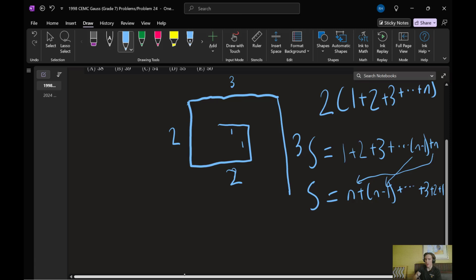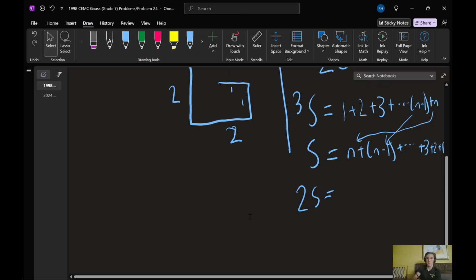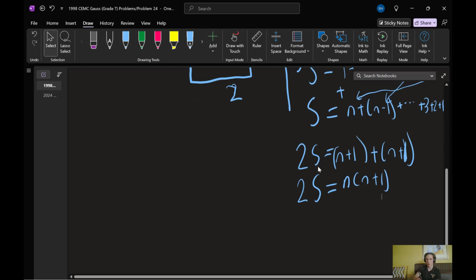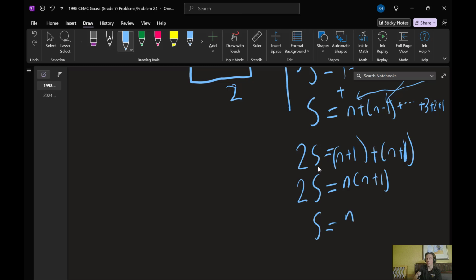And so basically what we can see from that is if we add both of these together, we'll get 2s is equal to, we'll add n and 1 together, which gets us n plus 1, and then we'll add n minus 1 to 2, and that also gives us n plus 1. So we can group these, plus n plus 1, and it turns out we do this n number of times because there's n numbers in our series. So 2s is equal to n times n plus 1. We can solve for s by dividing both sides by 2, and we get s is equal to n times n plus 1 over 2.